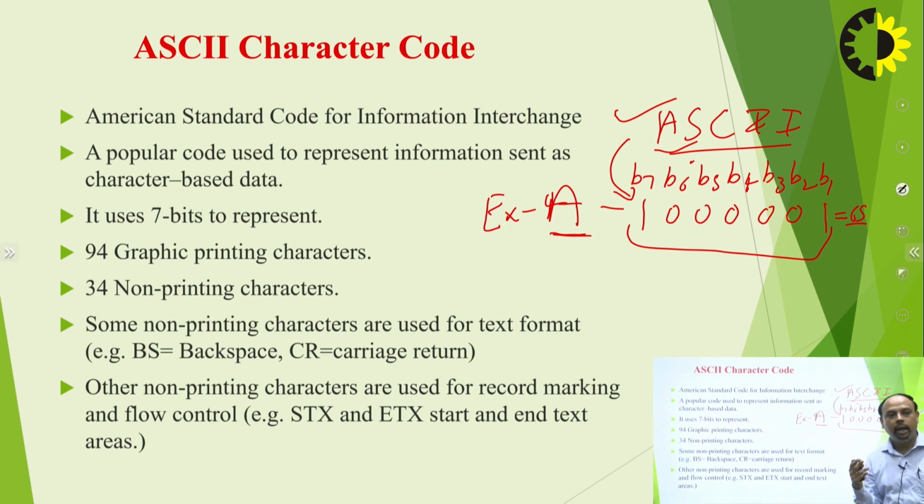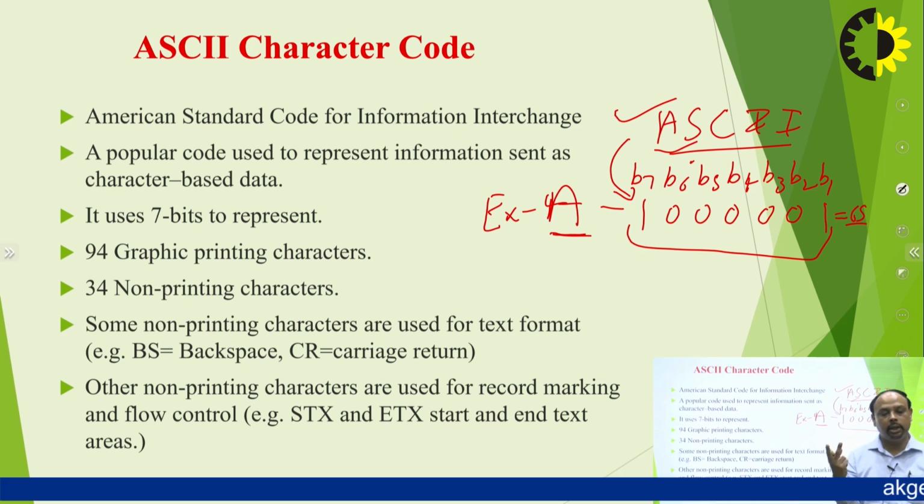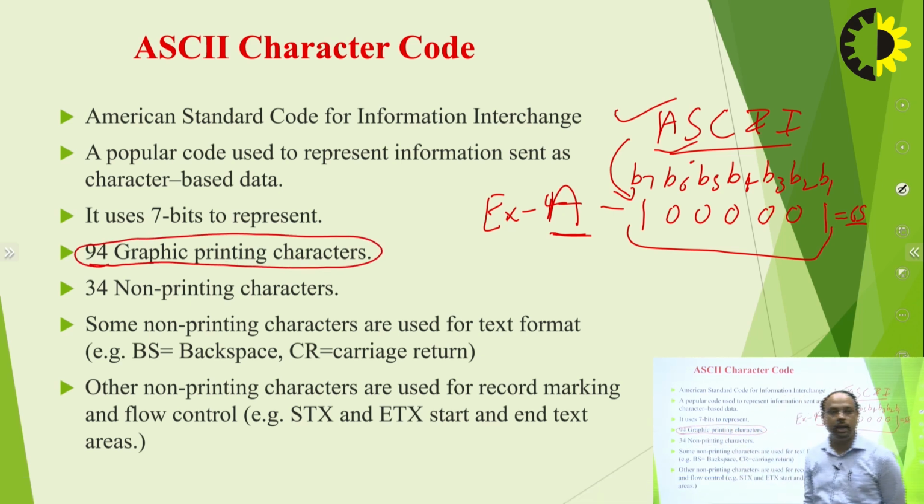In this way, an ASCII code exists for each and every character, from capital A to capital Z, and from small a to small z, and there are some extra characters like asterisk, star, plus, minus sign. These are again printing characters. A fixed 7-bit ASCII code exists for each of these kinds of characters as well, and for numerals from 0, 1 to 9. So a total of 94 graphic printing characters are available, and there is a fixed code for each and every character.